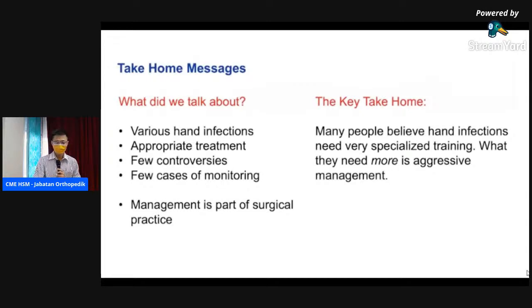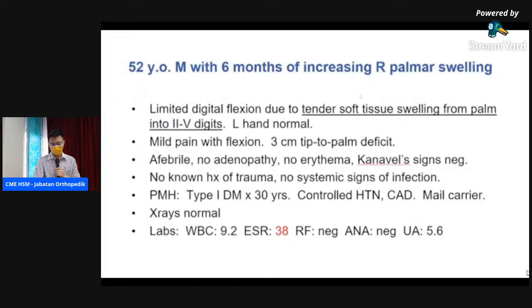Okay, then I'll move on to this very interesting case by Dr. Kao from the US. He had a patient with a 6-month history of right palmar swelling. This patient is immunocompromised, with type 1 diabetes for 30 years already, but controlled. The main complaint is swelling of the right palmar region, from the palm to the digits, the index until the little finger. The other hand is completely normal, and the finger cannot flex because of the swelling and the pain, of course.